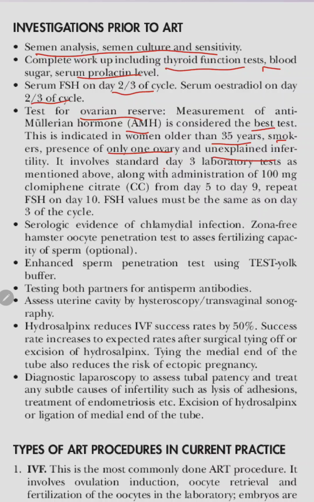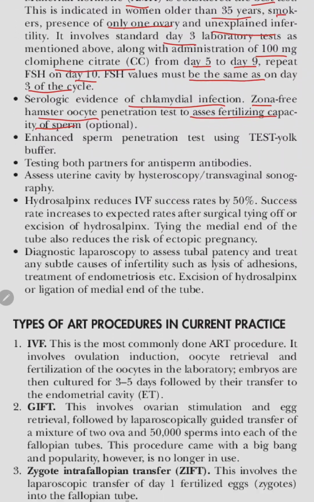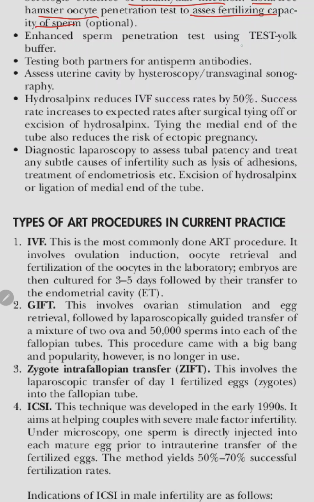It involves standard day 3 laboratory tests as mentioned above, along with administration of 100 mg clomiphene citrate from day 5 to day 9, and repeat FSH on day 10. FSH values must be the same as on day 3 of the cycle. Serological evidence of chlamydial infection and the zona-free hamster oocyte penetration test to assess the fertilizing capacity of the sperm are optional. Enhanced sperm penetration test using test yolk buffer. Testing both partners for anti-sperm antibody.